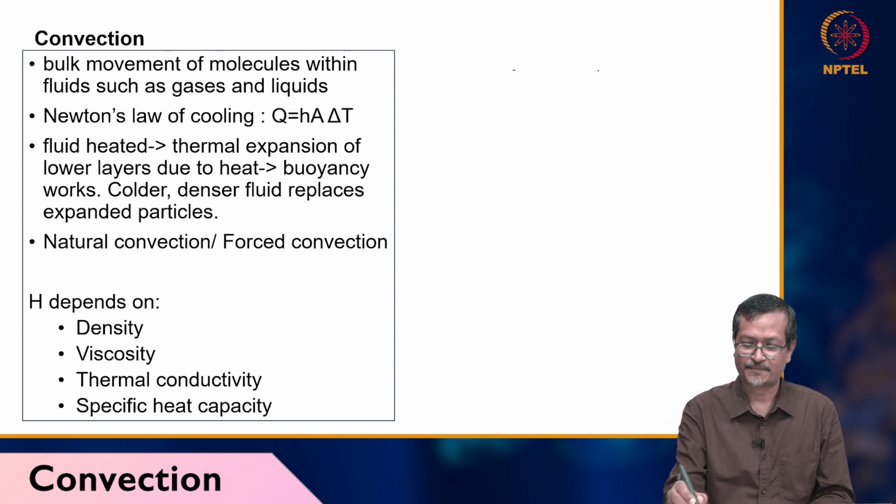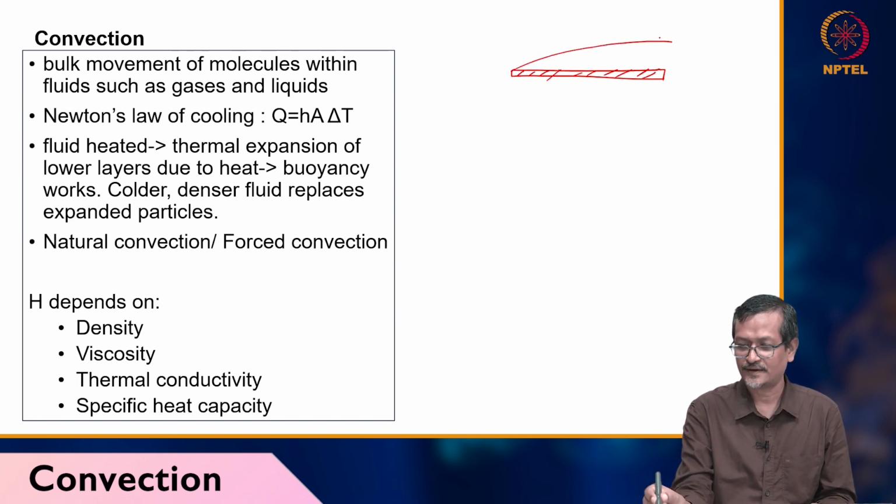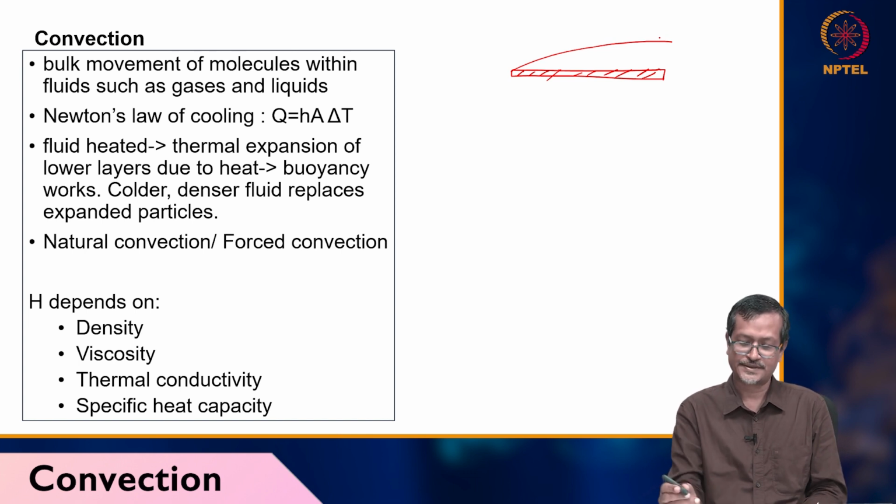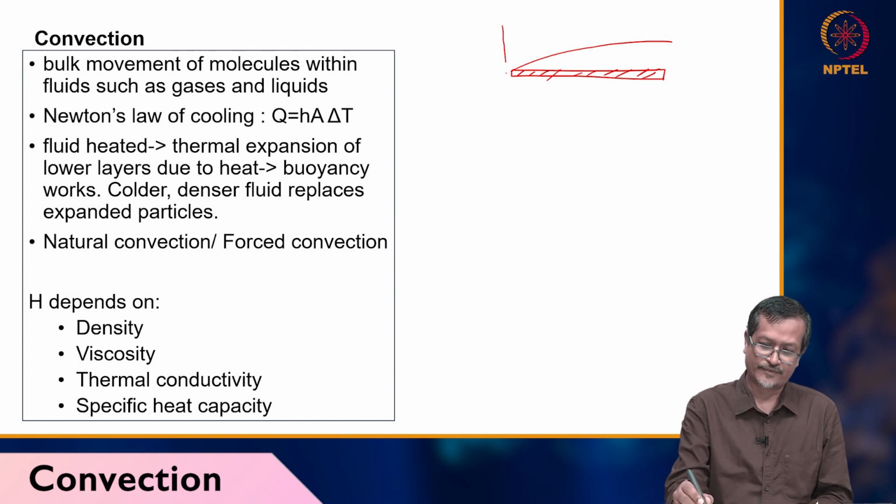Say I have one flat plate. Okay, this is my flat plate and fluid is flowing over it. It is creating one boundary layer, as you know already in fluid dynamics. Okay, and my inlet flow velocities are like this.